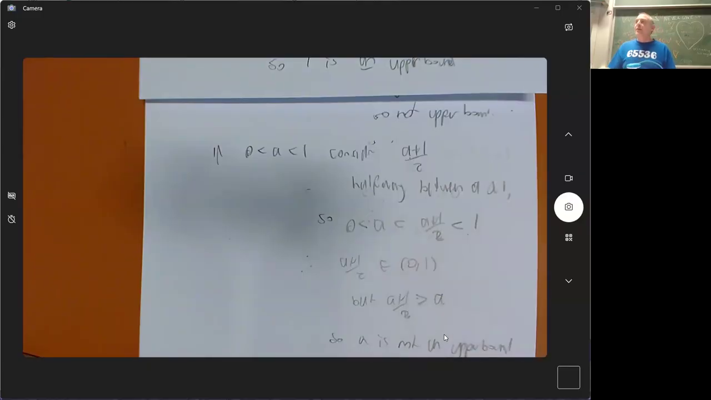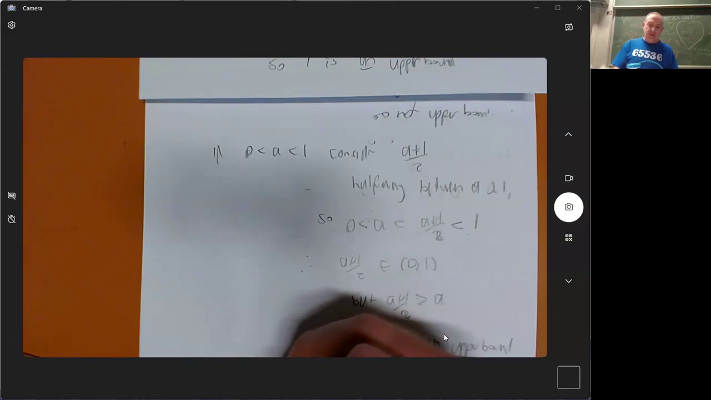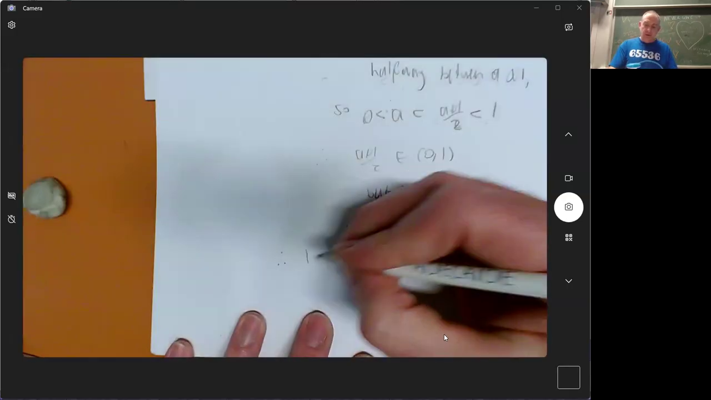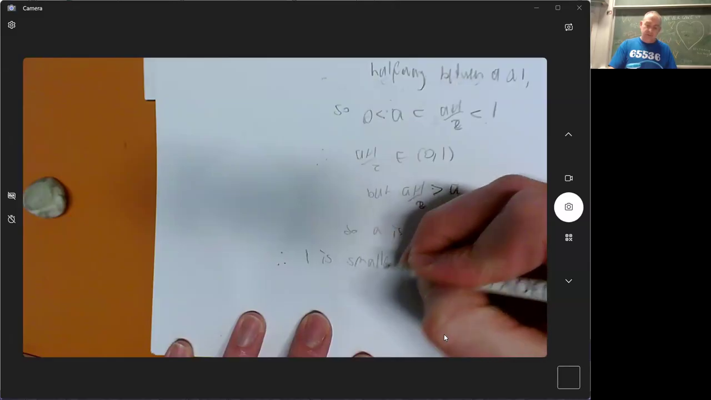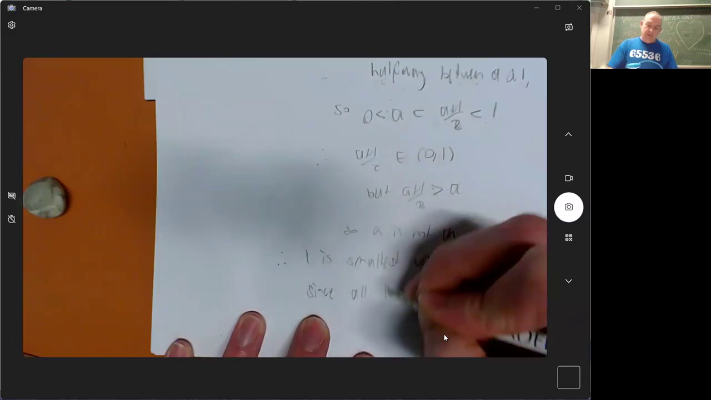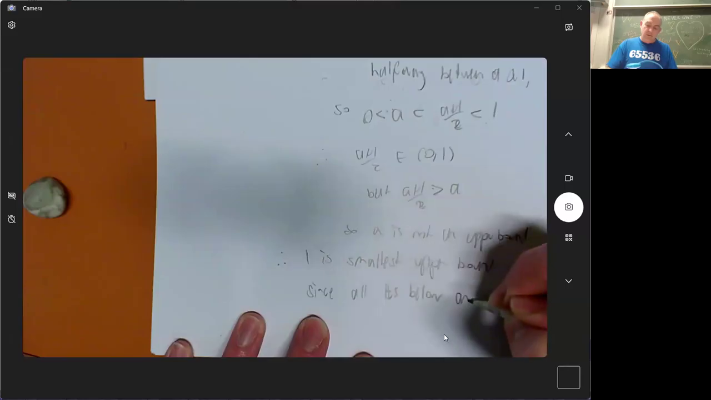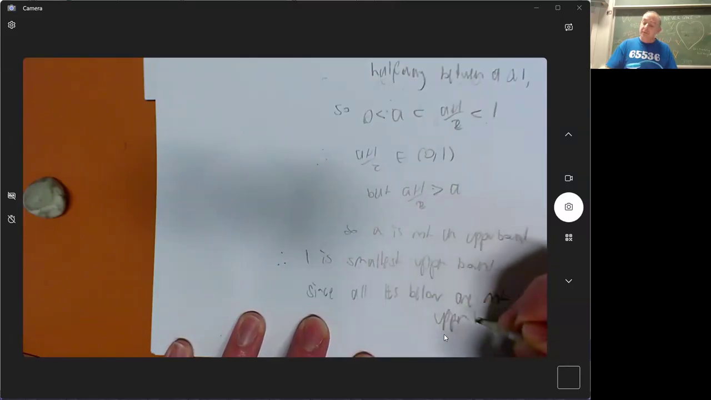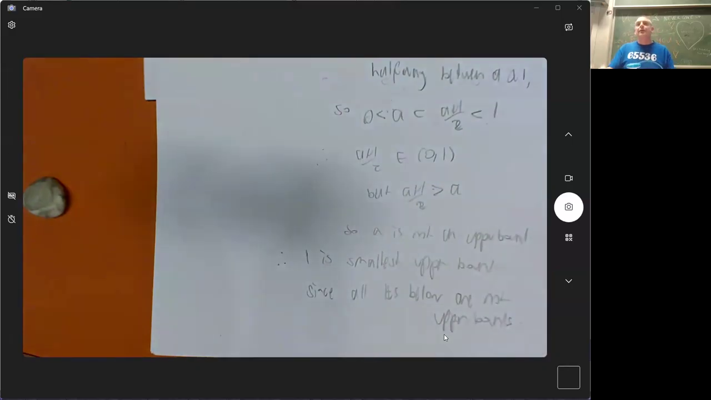So what I've said is that any number that's less than 1 isn't an upper bound. And so therefore 1 must be the smallest upper bound, because all the numbers less than it aren't upper bounds. So therefore 1 is the smallest upper bound. All numbers below are not upper bounds. Yay! The other way is to pick an upper bound, pick a random upper bound and show that no matter which one you pick, it's always more than 1.